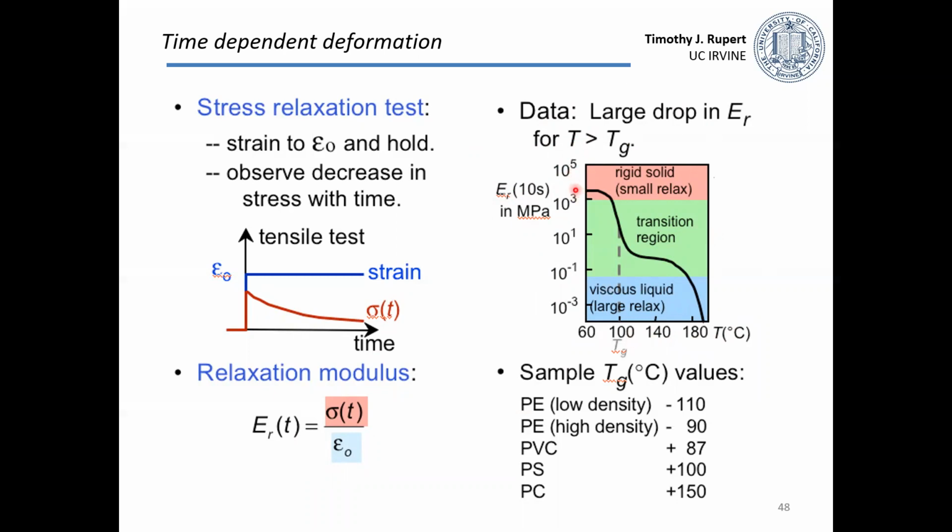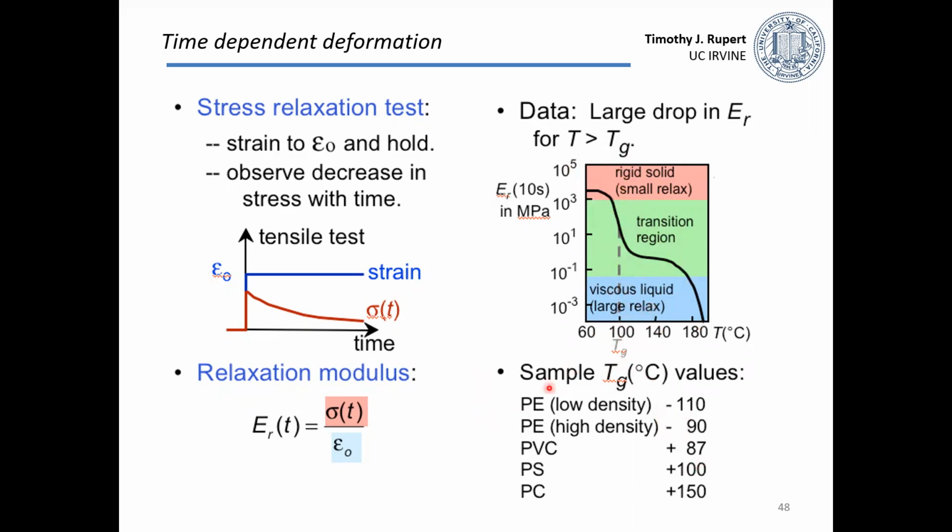So at low temperatures, this value is very high. You can think of your material as a rigid solid. It only relaxes a little bit. At high temperatures, this value is really low. It means that our material is basically behaving like a viscous liquid. It relaxes that stress very, very quickly. And in between, we have this drop off of that value in this transition region. You can use this transition region to define what's called the glass transition temperature. It's where we have that change from a rigid solid to a viscous liquid.